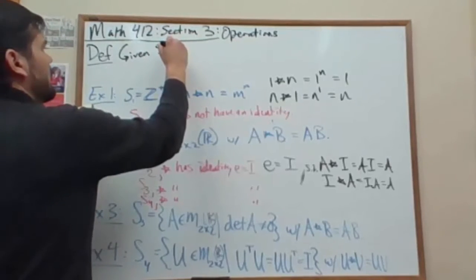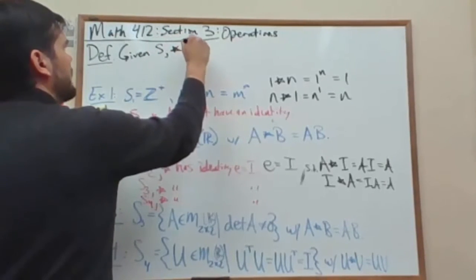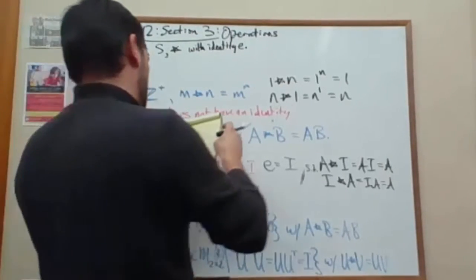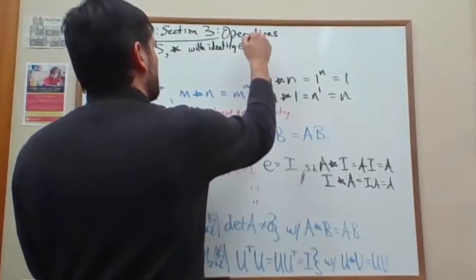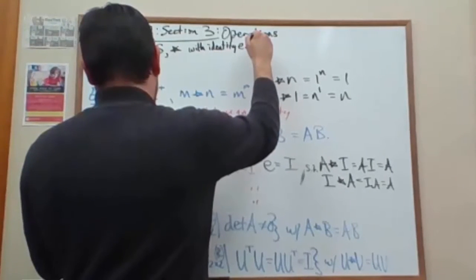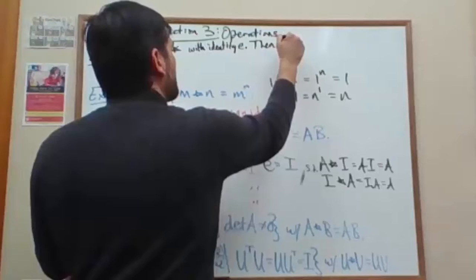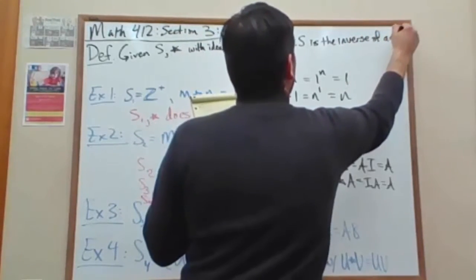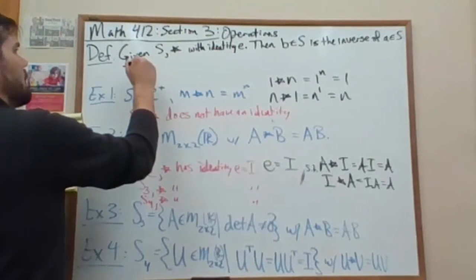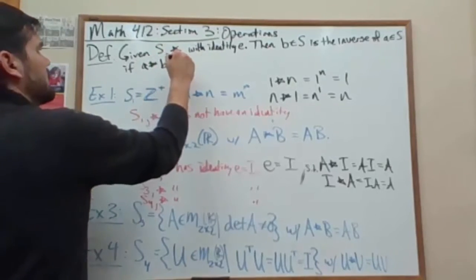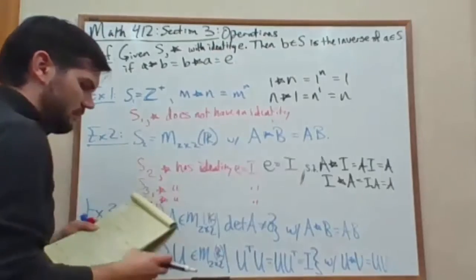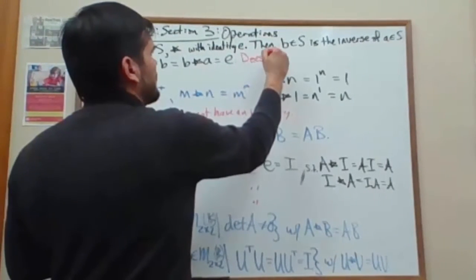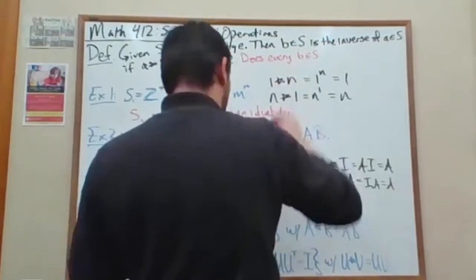Given a set S with an operation star and identity E, an element B in S is the inverse of A in S if A star B equals B star A equals E. And we want to ask: does every A in S have an inverse?